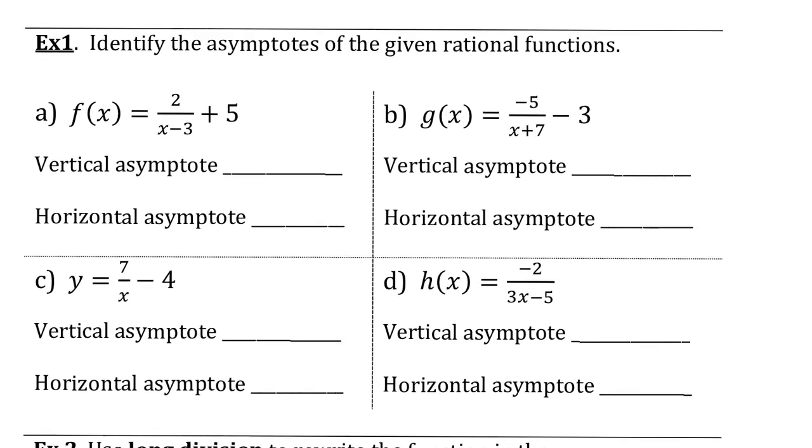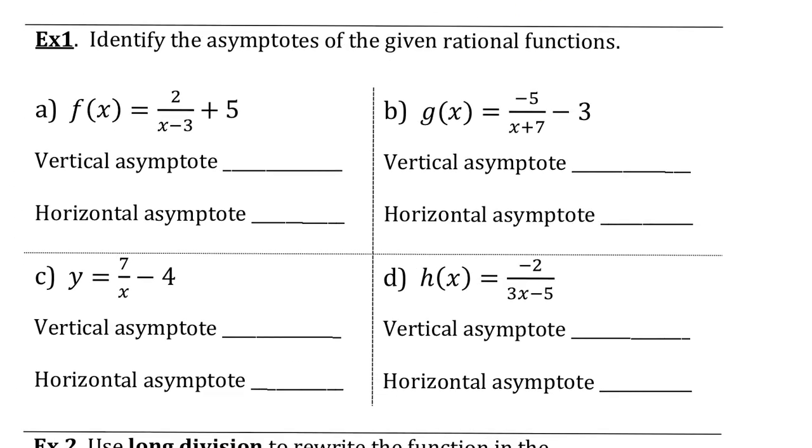Okay, so before we do the long division, let's just figure out the asymptotes. The vertical asymptote, well, when this denominator becomes 0, we have a vertical asymptote, so that's going to be at x equals positive 3. And then because this graph is moved up 5, my horizontal asymptote is at y equals 5. The x equals is what makes it vertical, so you have to have x equals. The y equals is what makes that a horizontal line.